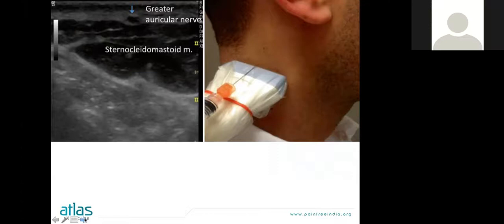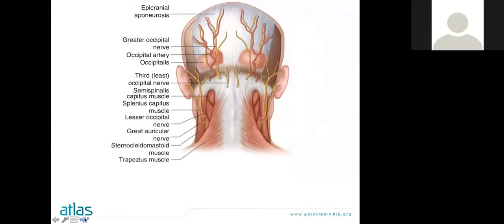I'm sure there are quite a few, but the commonest ones would be the supraorbital and the supratrochlear, which we do together. The infraorbital sometimes we do, and the auriculotemporal. These are the common ones that we do. Now, apart from that, this again is a very common procedure in our pain clinic, which is the greater and the lesser occipital nerve blocks.